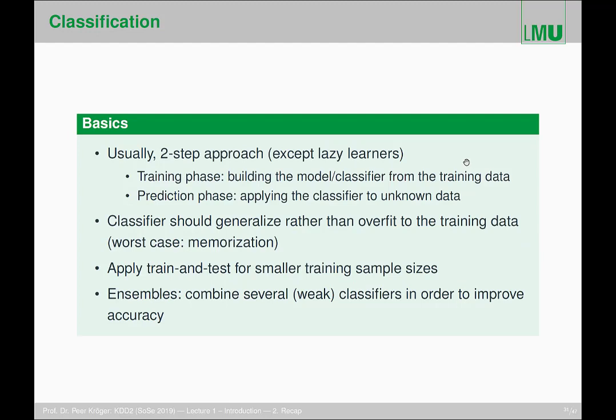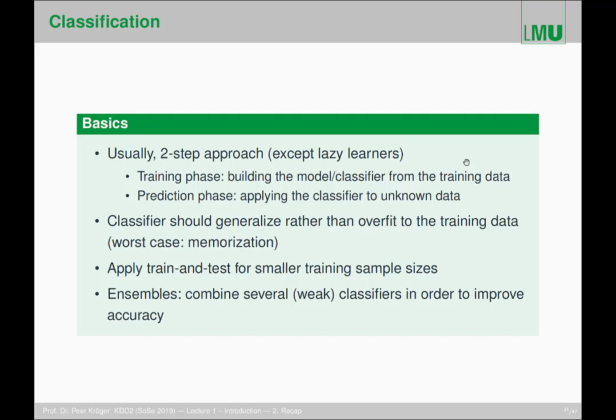But before, we talk about the basic approach of classification, which is usually a two-step approach. We have a training phase where we build the classifier from the training data set, from the already known data set. And then if a new data set comes in, we have the prediction phase where we apply the classifier, the model, the rule to classify the unknown data, the new data.